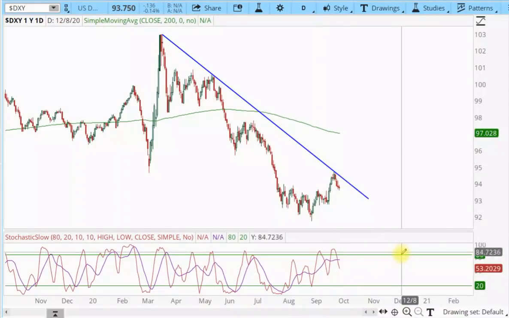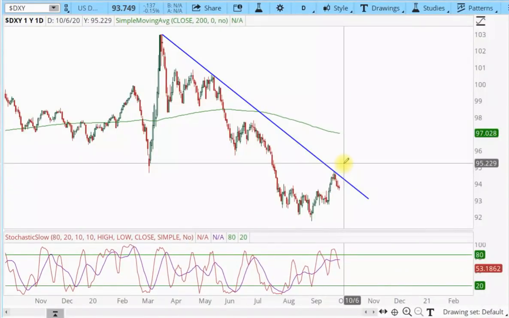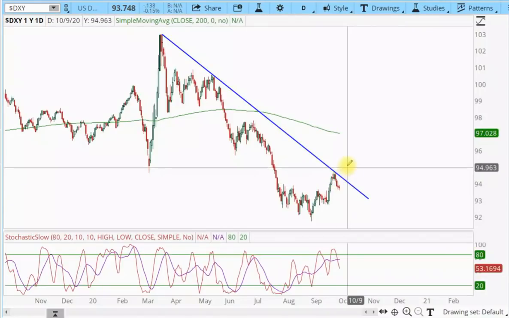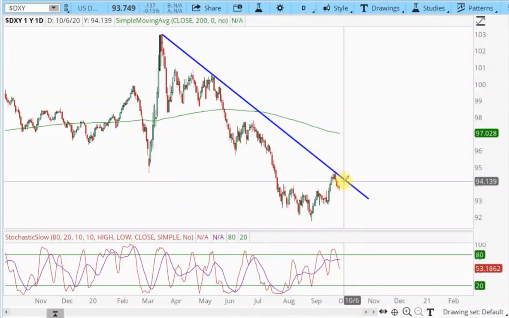Maybe it happens tomorrow. We get the employment report tomorrow. Maybe that's the trigger event to push this dollar up again and try one more time to break through this trend line.